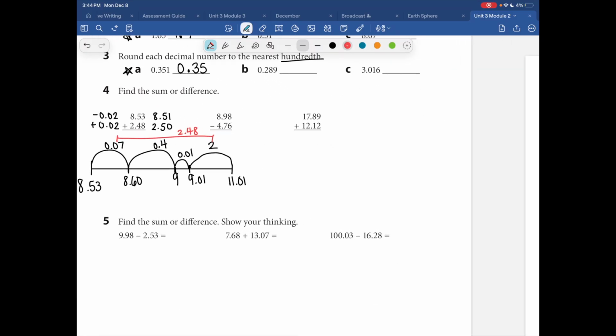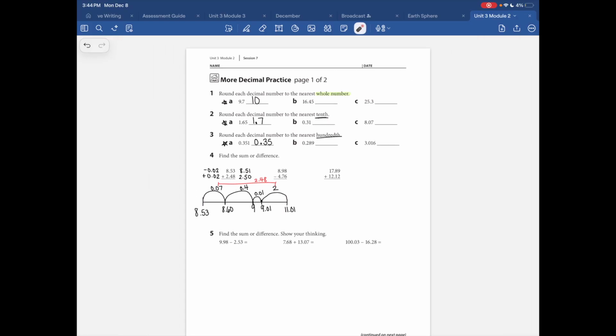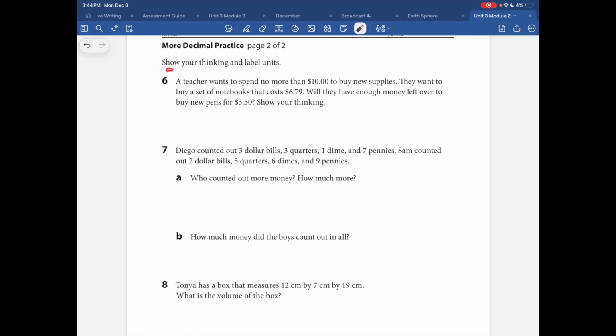Same thing is going on here. So finding the sum or difference using either the give and take strategy or using our jumps in this way, by getting to the nearest tenth, nearest hundredth. That's what I did here. Looking at the back, it says show your thinking and label your units. Please do not forget to do that.